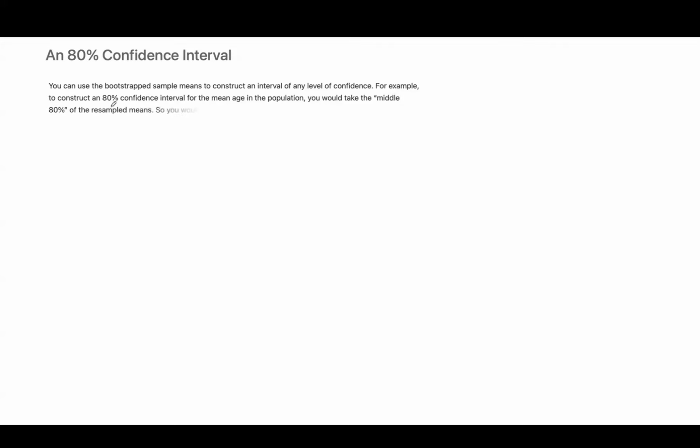You would take the middle 80% of the resampled means, so you would want 10% of the distribution in each of the two tails, and so the endpoints would be the 10th and 90th percentile of the resampled means. So you can define the left endpoint and the right endpoint as the 10th percentile and 90th percentile. The left endpoint and right endpoint are going to be different now.